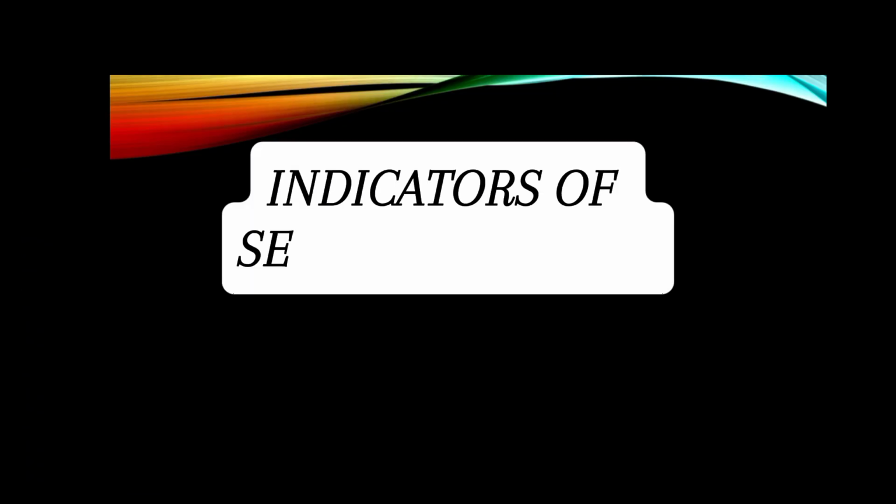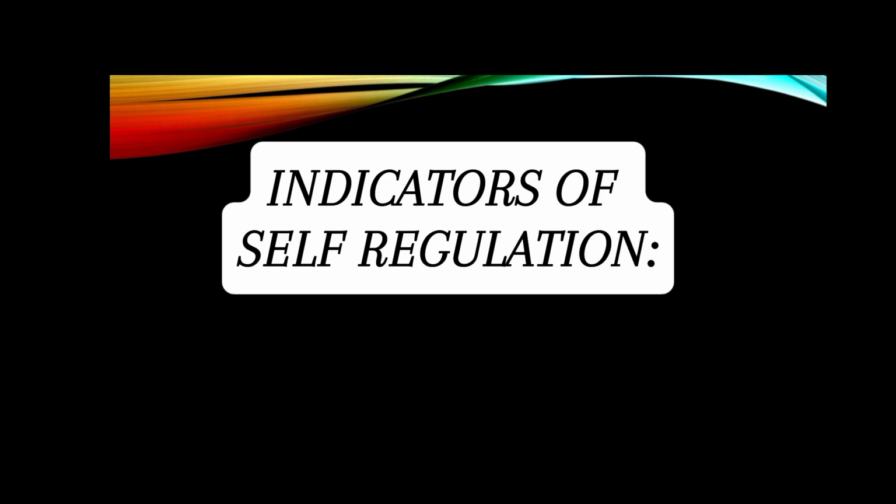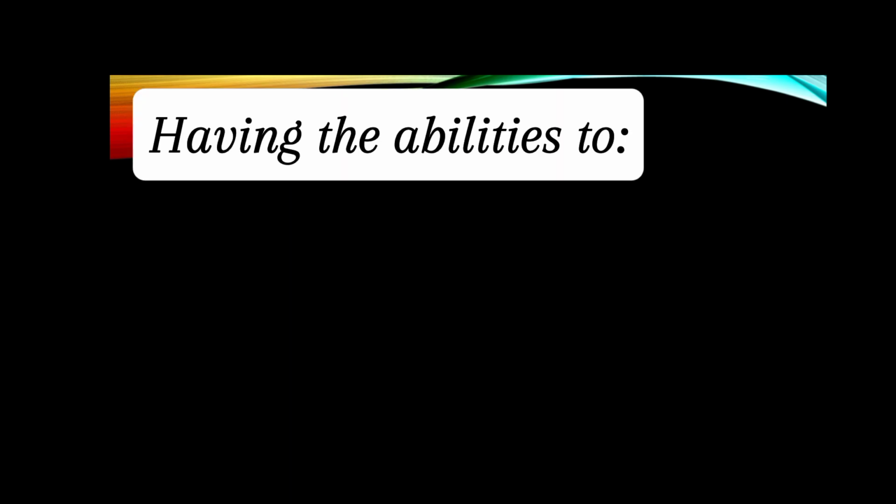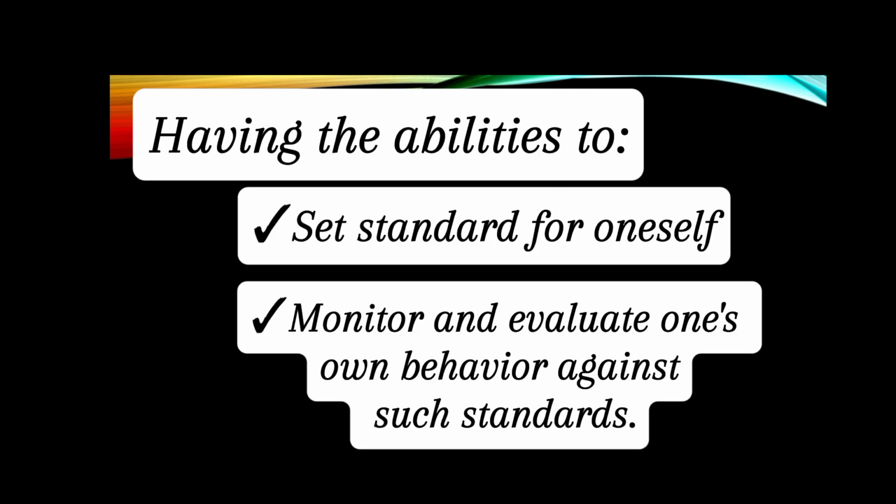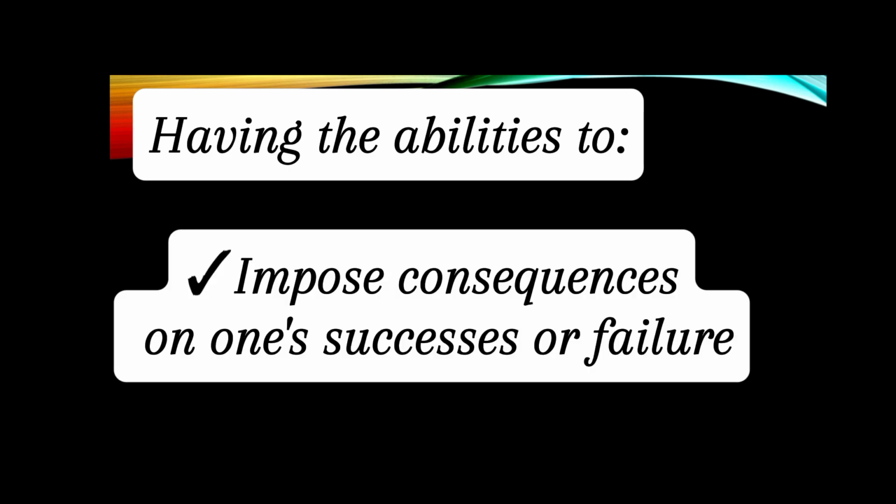There are indicators of self-regulation, and these are having the abilities to set standards for oneself, monitor and evaluate one's own behavior against such standards, and impose consequences on oneself for one's successes or failures. This is according to Ormrod in 2004.